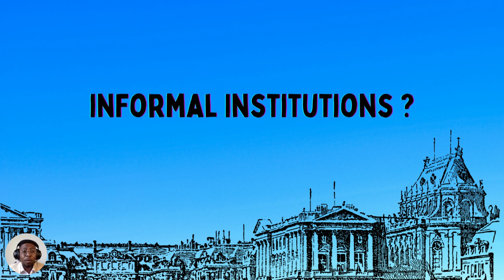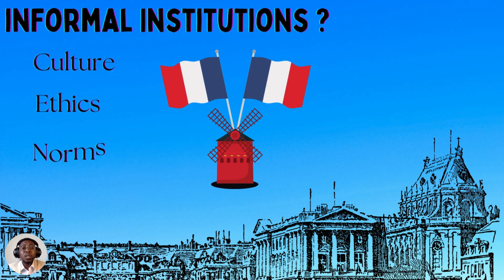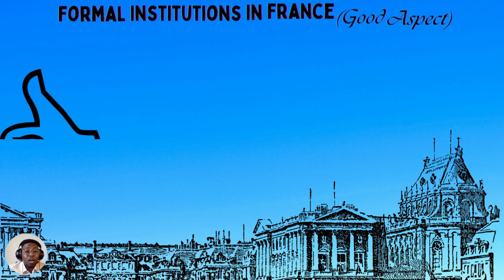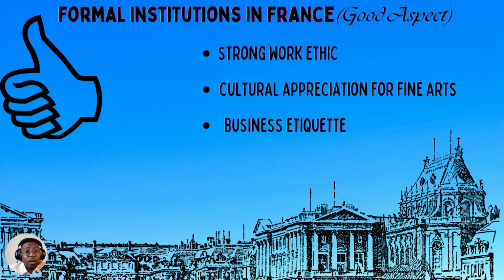Okay, so let's talk about informal institutions. An informal institution is a set of culture, ethics, and norms that are put together to create the essence of the country, like I like to call it. So, let's talk about the informal institution in France. There's a good aspect and a bad aspect, just like the formal institution. The good aspects are strong work ethic. French people love work and they're very good at it. And the cultural appreciation of fine arts. I already spent a lot of minutes on it, so I'm not going to go back to it, but it is very important. And the business etiquette.